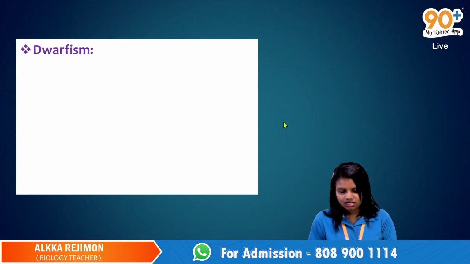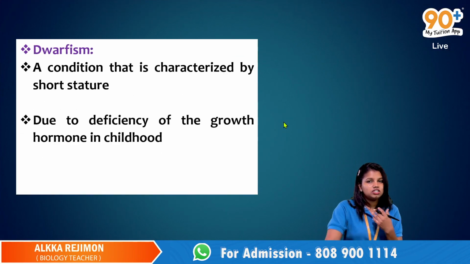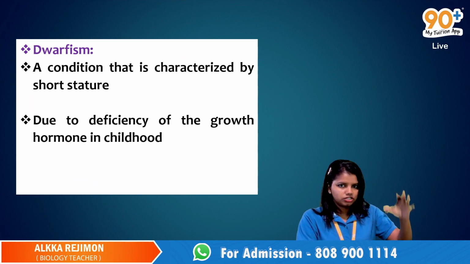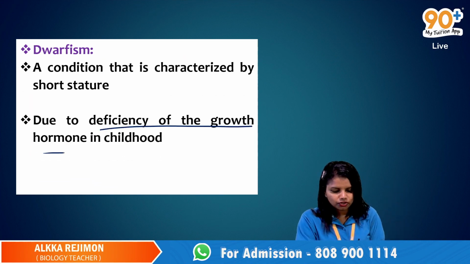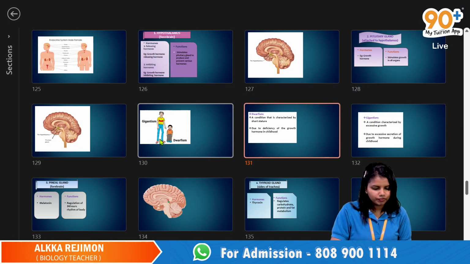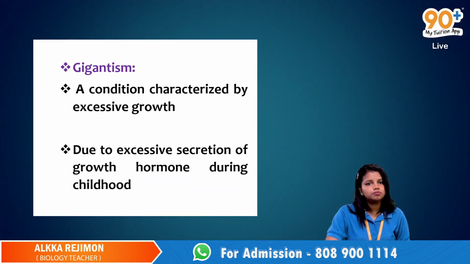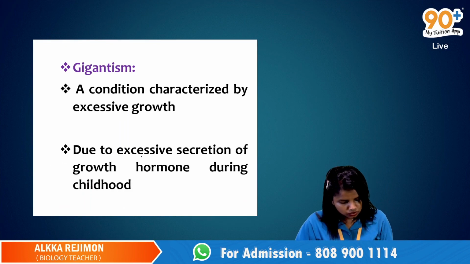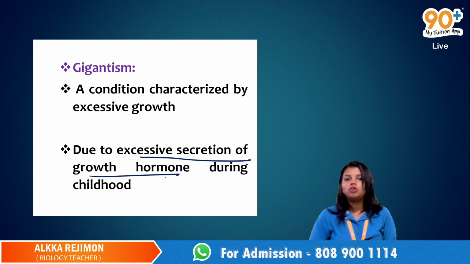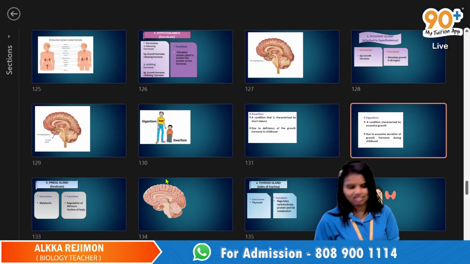Dwarfism is a condition where short stature of the body is seen, and that is due to the deficiency of growth hormone in childhood. While gigantism is a condition where excessive growth of the body can be seen, and this is due to the excessive secretion of growth hormone during childhood. These are the classic examples.